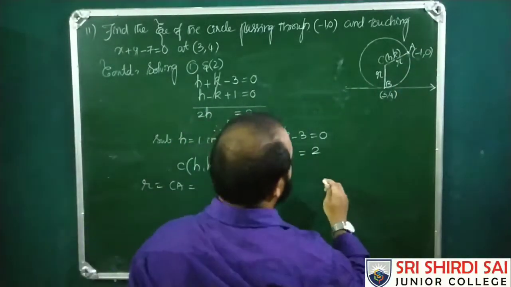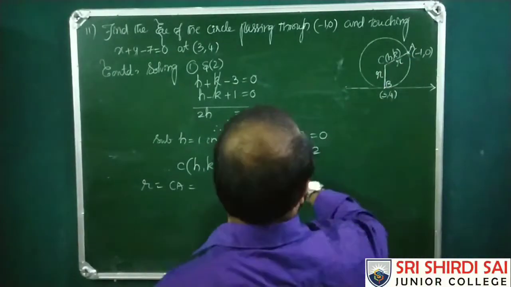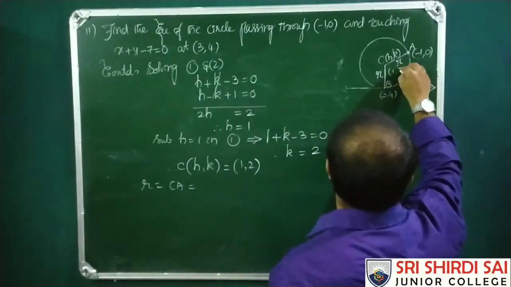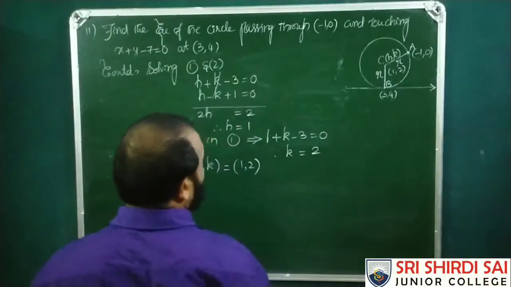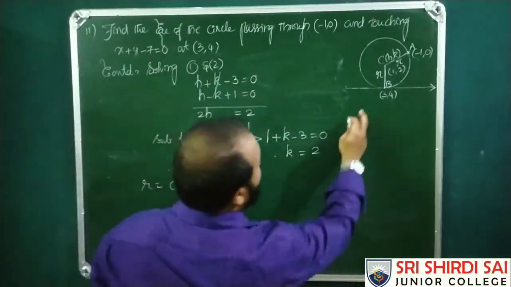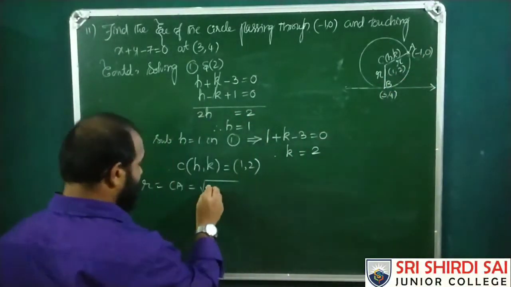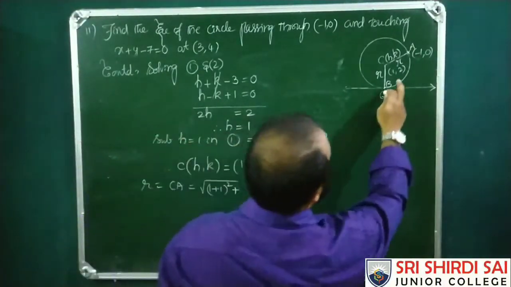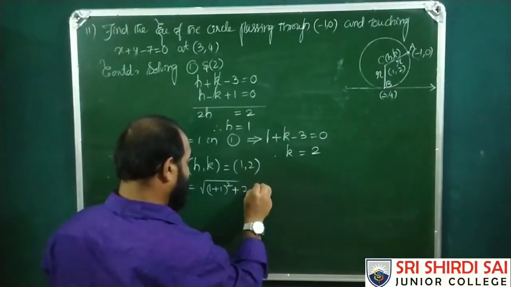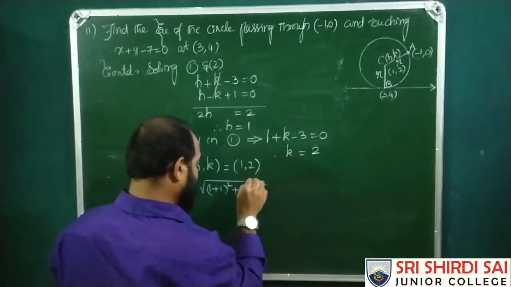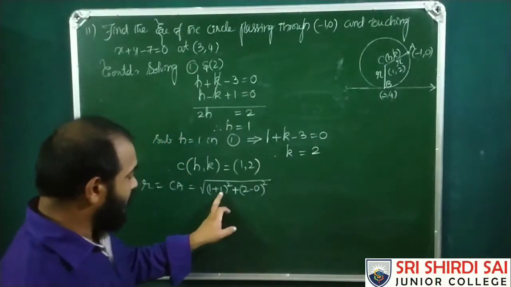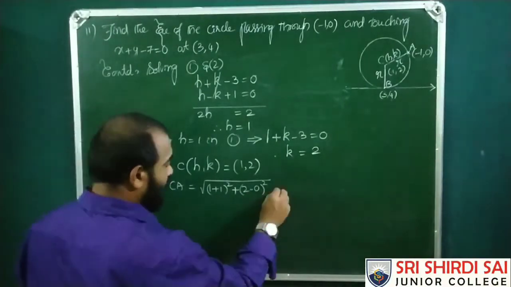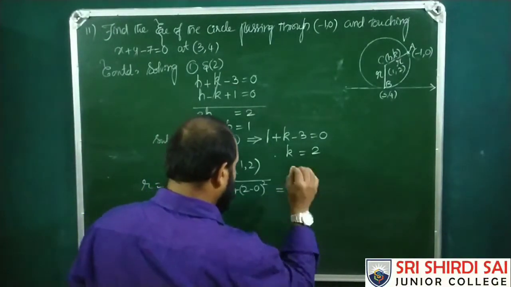So C value is 1 comma 2 here, and A is minus 1 comma 0. So the square root of (1 minus of minus 1), so (1 plus 1) whole square plus (2 minus 0) whole square. So (1 plus 1) whole square, 2 square 4, 2 square 4. So this is root 8.